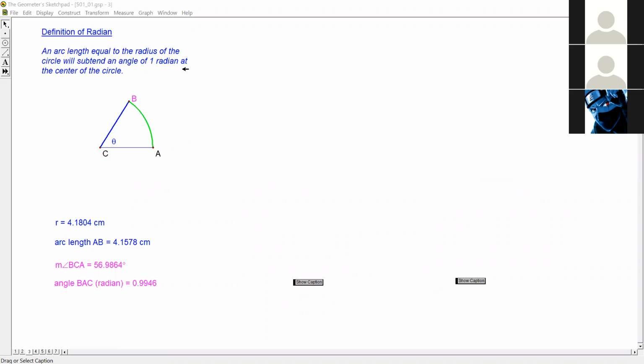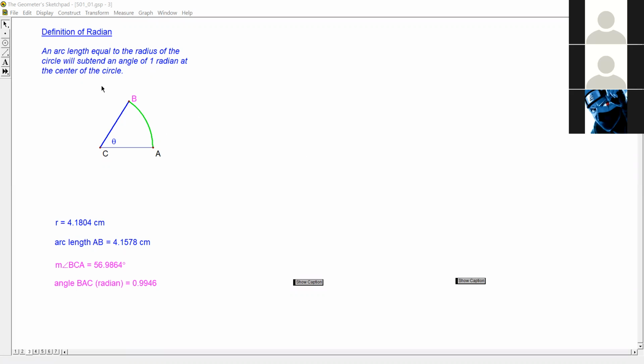Now, what is the definition of radian? Radian is another unit used for measuring angle. You see, we have one unit, degree and minute, and this one, radian, is another unit used for measuring angle. So there are two different units.